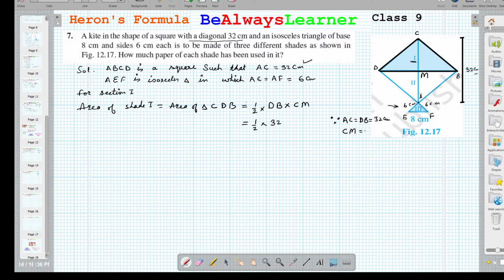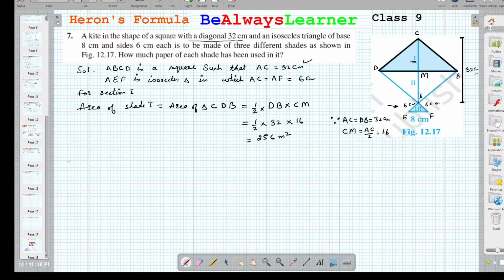So CM is, because it is a diagonal, AC divided by 2. So that comes out to be 16. This is multiplied by 16. So that is equal to 16 into 16, that is 256 centimeter square. So that's how we can calculate for the shade one.